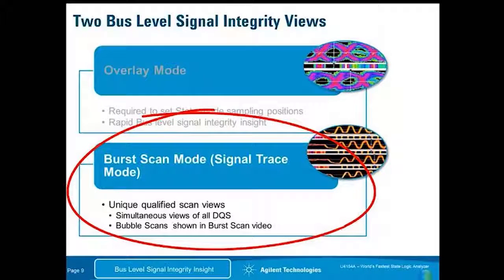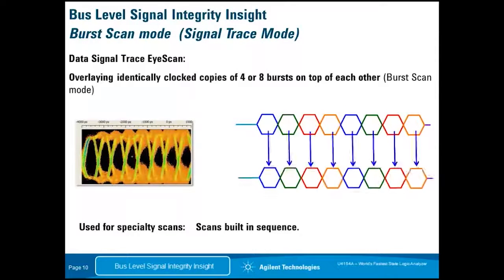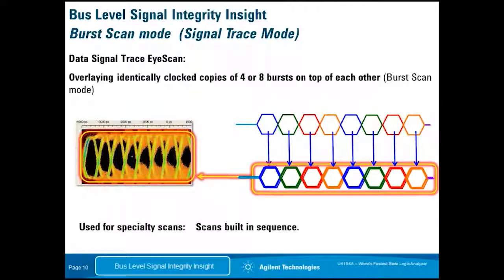Now that we've completed the overlay mode, now we'll look at the second bus-level signal integrity view, and that is the burst scan mode, also known as the signal trace mode. Here we'll look at a unique scan providing simultaneous views of all of the DQS in a system. To do the burst scan, we're going to overlay the copies of the burst, either a burst of 4 or 8, shown here as a burst of 8, and each time we overlay each sample on top of itself. So instead of overlaying all of the samples into one composite, we now see them fanned out, more like a scope would show us.